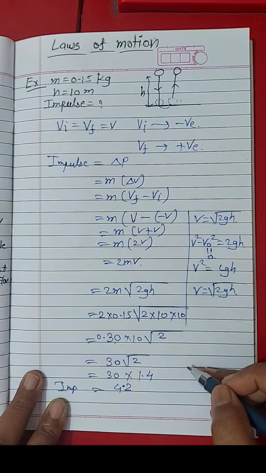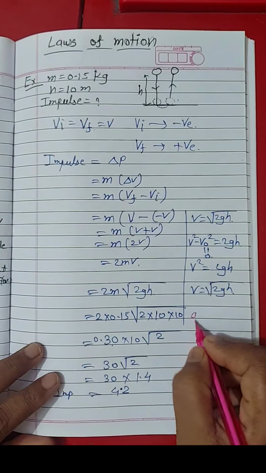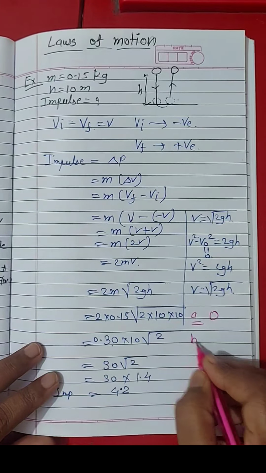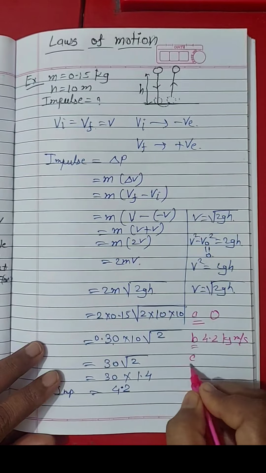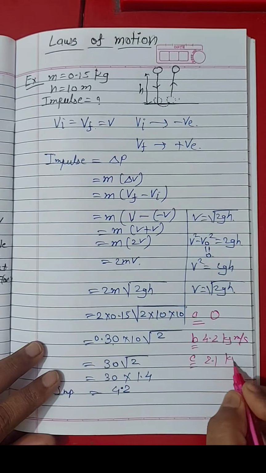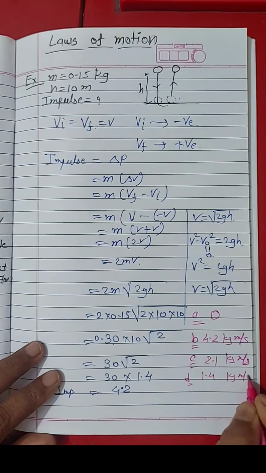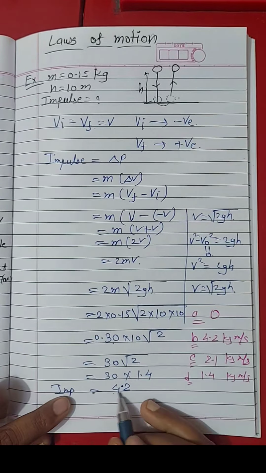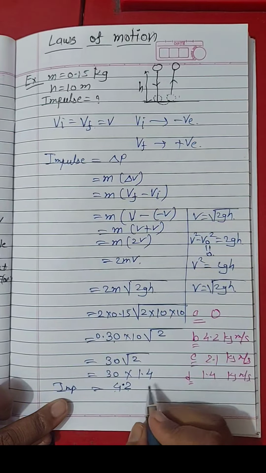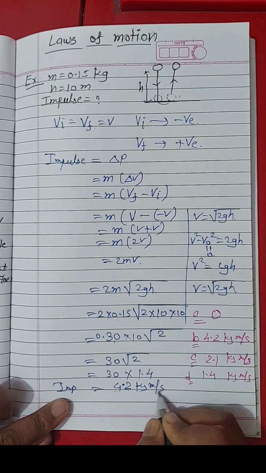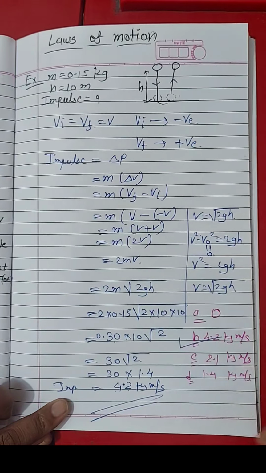Here are the options, wait, I will give you the options. Okay, so the options are: A is 0, B is 4.2 kg meter per second, C is 2.1 kg meter per second and D is 1.4 kg meter per second. So our answer is 4.2, and the unit for momentum is mass multiplied by velocity. So kg for mass, meter per second for velocity. So option B is the correct answer.